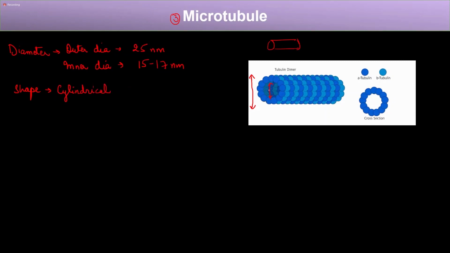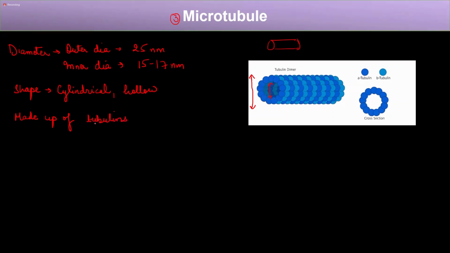And secondly, it is hollow, right? Because it has space in between. So it is cylindrical and hollow. Okay. Now the third thing, what it is made up of. So microtubules are made up of special proteins, that is tubulin. Okay, made up of tubulins.